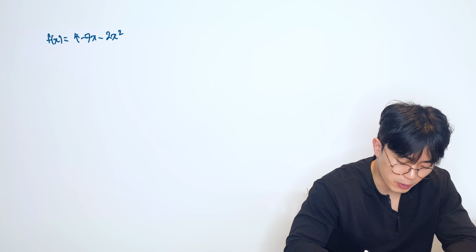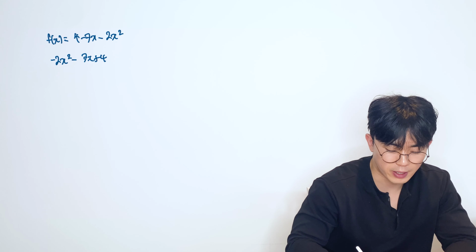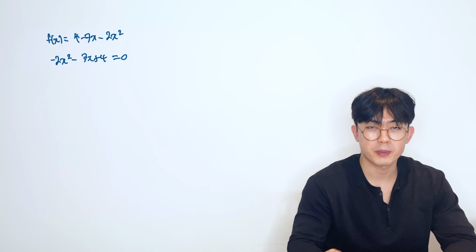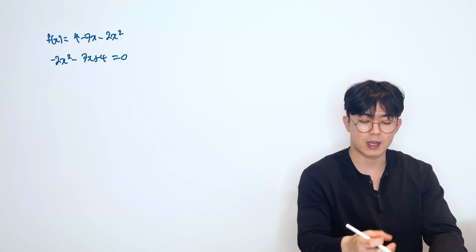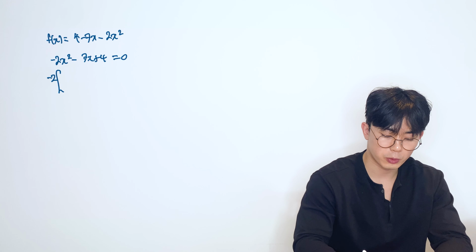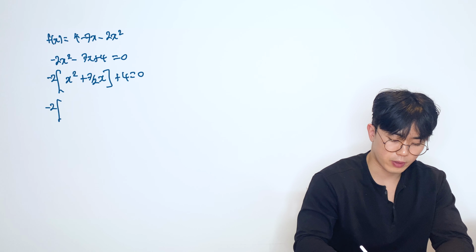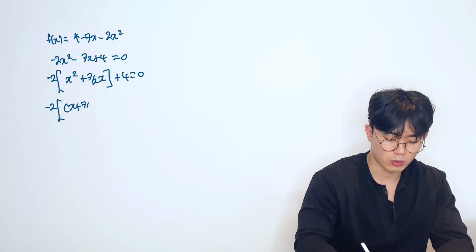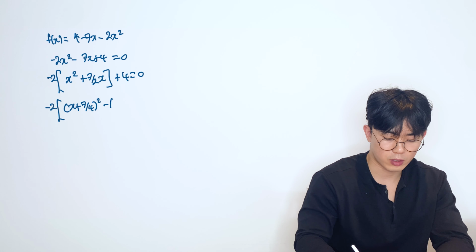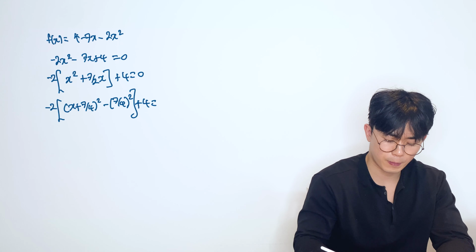So if I have minus 2x squared minus 7x plus 4, I'm going to make it equal to 0. For completing the square, the a coefficient has to be 1, right? So I take minus 2 out. We'll be left with x squared plus 7 over 2 x, close bracket, plus 4 outside. I can now complete the square, so I have x plus 7 over 4 squared minus 7 over 4 squared, close bracket, plus 4 is equal to 0.